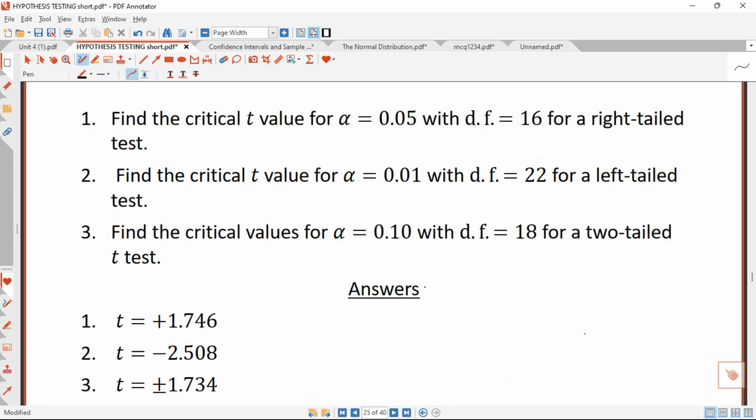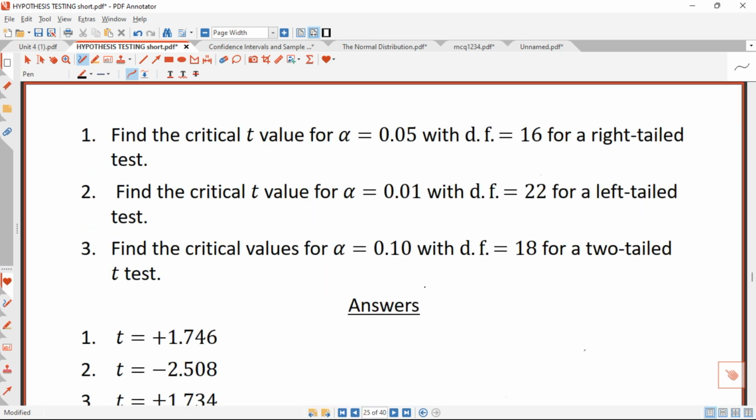But before we jump into an example, I would like us to learn how we can get our critical values from the t distribution table before we engage ourselves with some questions. For question 1, find the critical t value for alpha equals 0.05 with degrees of freedom of 16 for a right tail test. This is basically a one tail test to the right, and our alpha is given to us as 0.05 and our degrees of freedom is given to us.